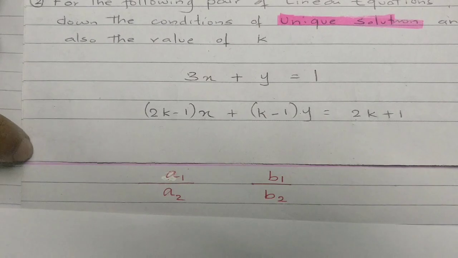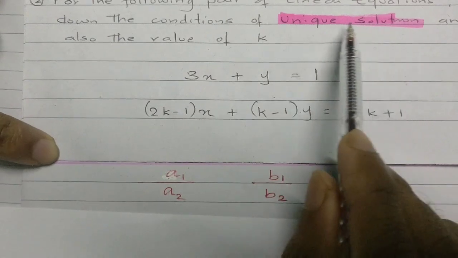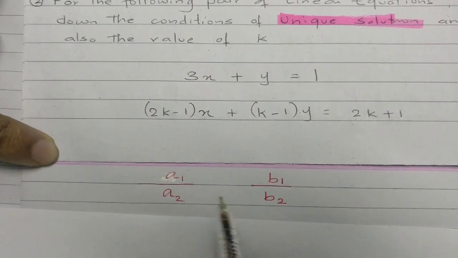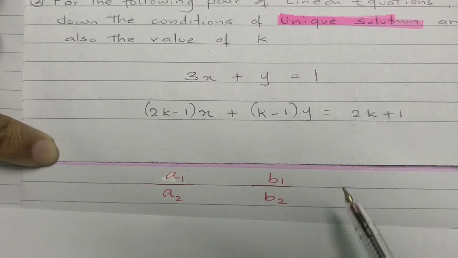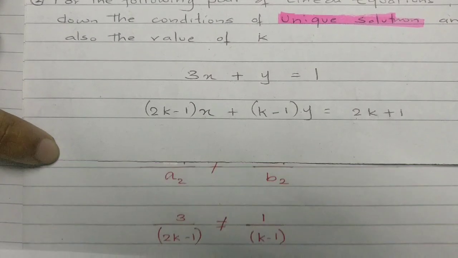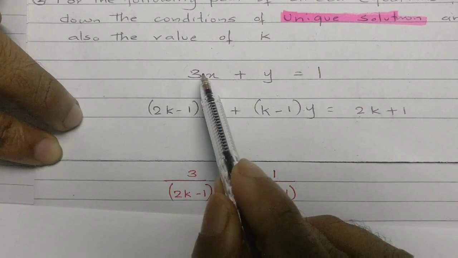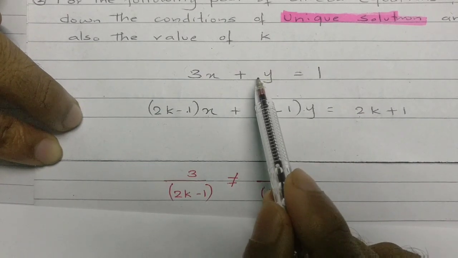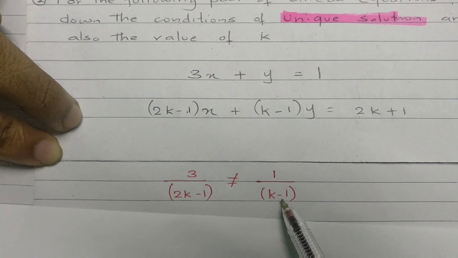I hope you have tried this problem, and let us check. So we were looking out for a unique solution. Unique as in the lines will intersect only at one point. So we are just bothered about A1 upon A2 and B1 upon B2, which will be not equal. Okay, so writing it with respect to the equations that were given to us, I'll write 3 upon 2k minus 1, and here there's nothing over here, which means 1. So 1 upon k minus 1.